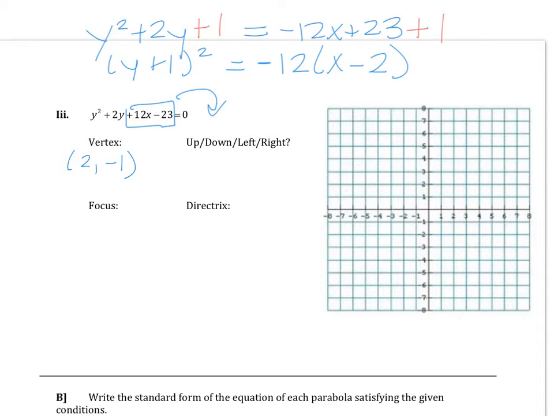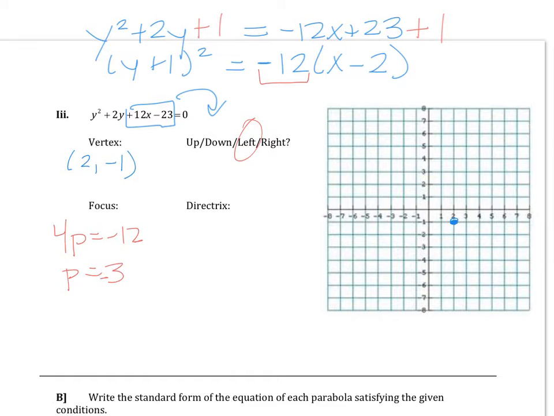All right, so now it's pretty clear to see that our vertex is at 2, negative 1. Again, be careful because the x's are on the right here. So remember that the x-coordinate of the vertex is always with the x. All right, so 2, negative 1. Up, down, left, or right? Well, looks like our 4p value here is negative, and we're squaring y, so we're in another left-facing situation. Right, 4p is negative 12, which makes p negative 3.